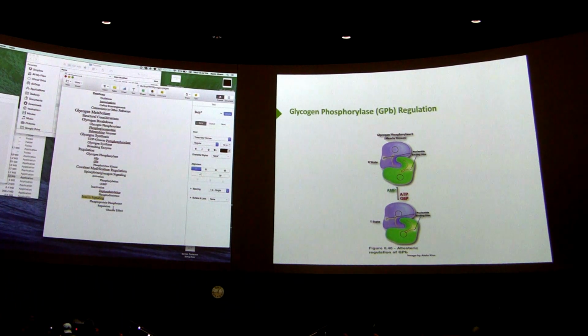If we have low energy, what's going to happen? No glucose. GPA is going to flip into the R state. GPB is going to have AMP present, and it's going to flip into the R state as well. You see how these work together?